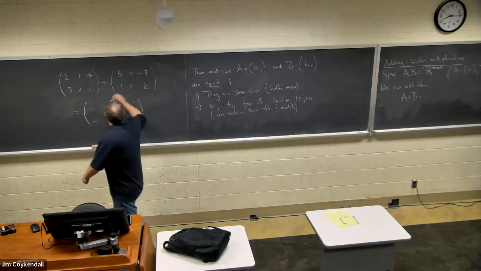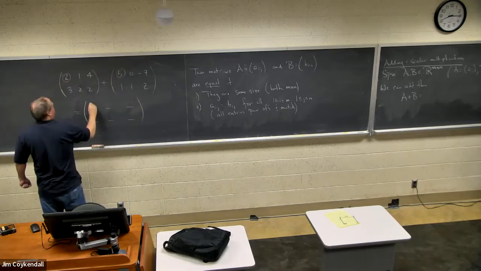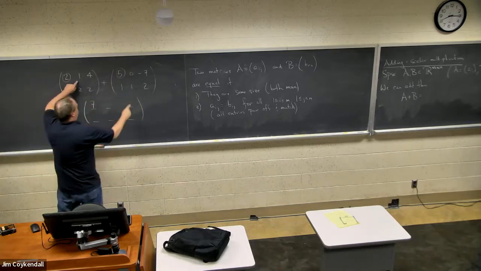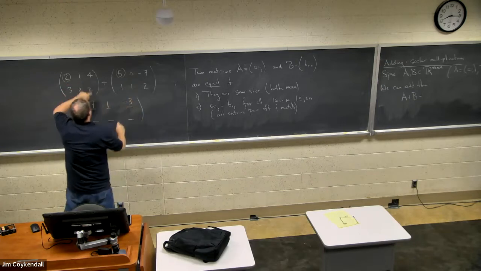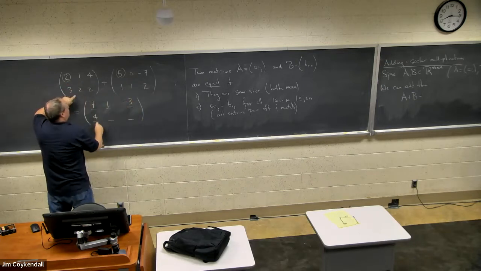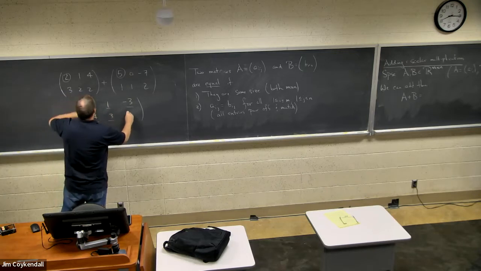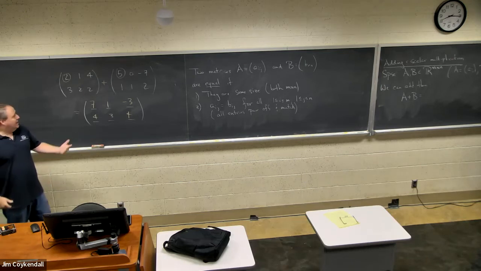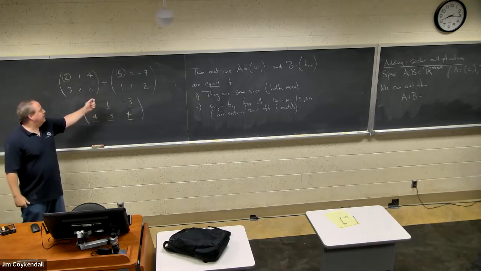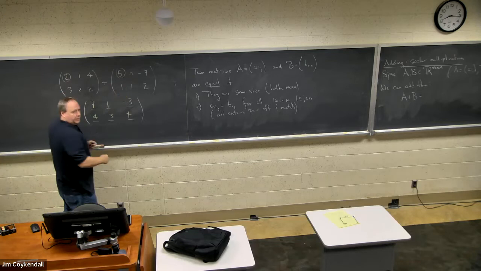Right, you just pair these off, right? 2 and 5 is 7. Then you get this 1, this would be negative 3, I guess. This would be 4, 3, 4. Do you see how? And notice this is why we need matrices of the same size, because you gotta pair them off to be able to add them up.